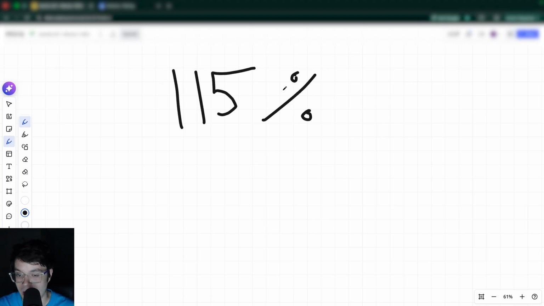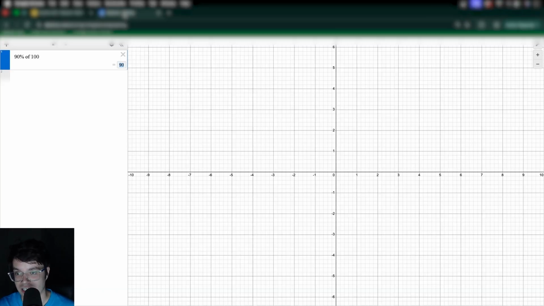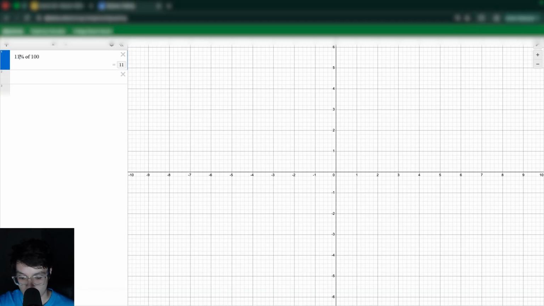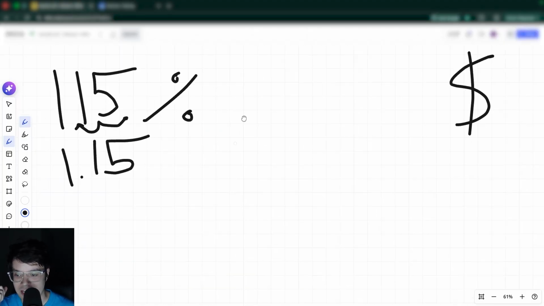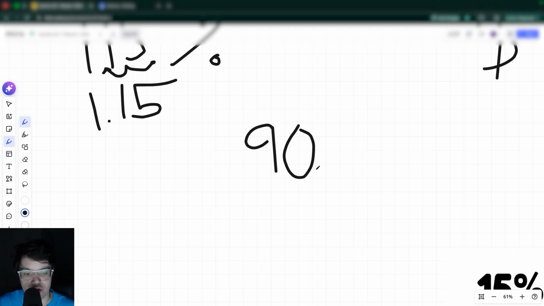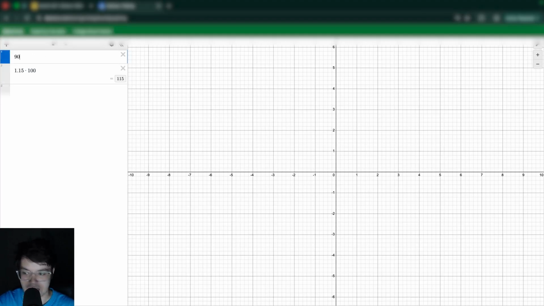If they haven't, they did a really bad job. But basically, if you take this percentage and just move the decimal point 2 places to the left, now you have 1.15. And that is also what you could multiply the number by to get to this thing. So if we see here, 115, I could just also do 1.15 times 100, and that gives me 115 as well. For the other one, same exact thing. If I did 90, I could just move the decimal point 2 places, and that gives us 0.9, so 90% of 100, same thing as 0.9 times 100.